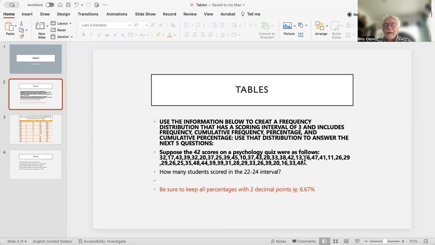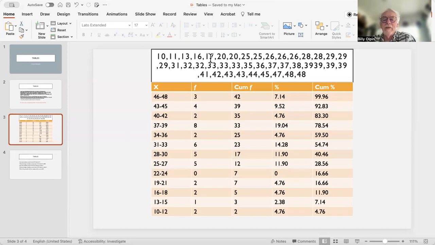So I go through the 10 to 19, then I start looking for the 20 to 29, the 30 to 39, and I keep going until I hit the highest score, which in this case just happens to be 48. But that's just a coincidence, right? At any rate, you see I went through here and put all my scores in order. Okay, now the next thing I do is I count all these.